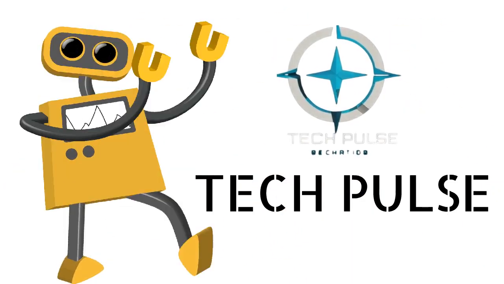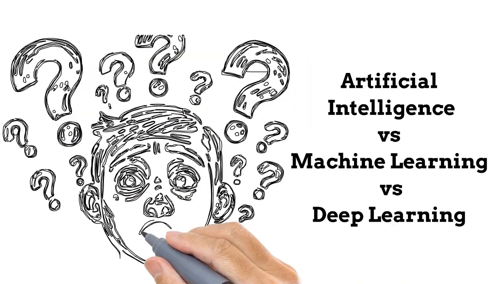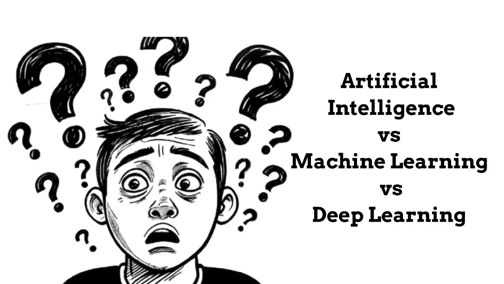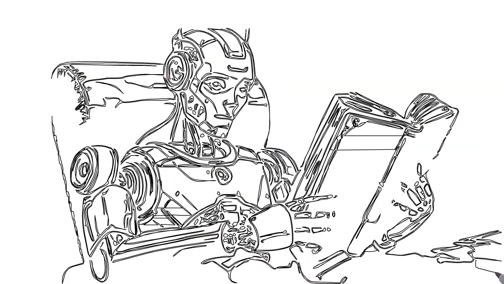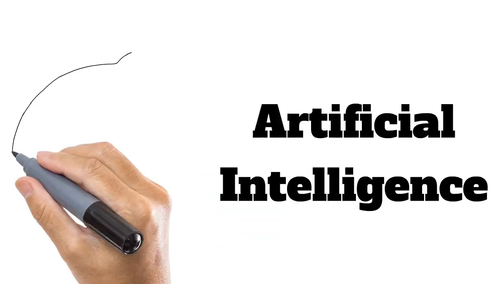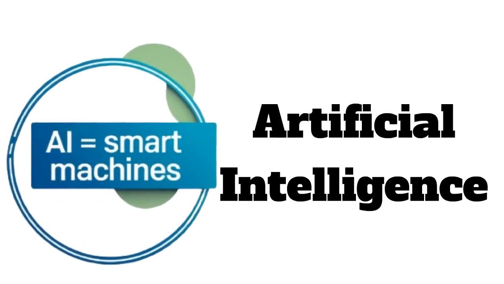Today, we're going to simplify one of the most confusing tech topics out there, the difference between artificial intelligence, or AI, machine learning, or ML, and deep learning, or DL. By the end of this video, you'll finally know what these terms really mean. First, let's start with artificial intelligence, or AI for short.